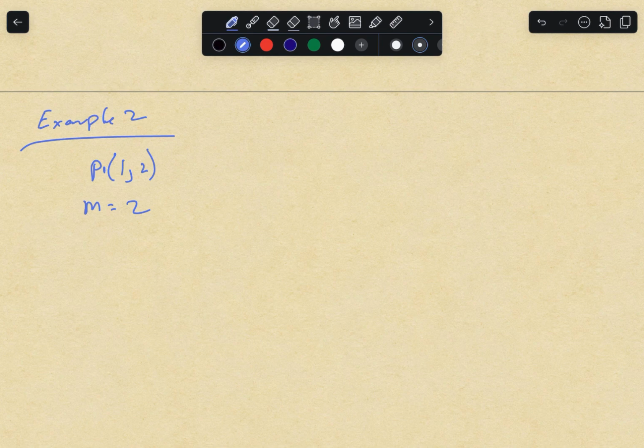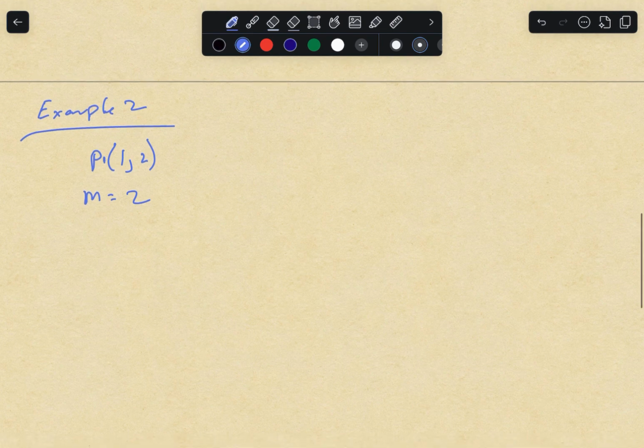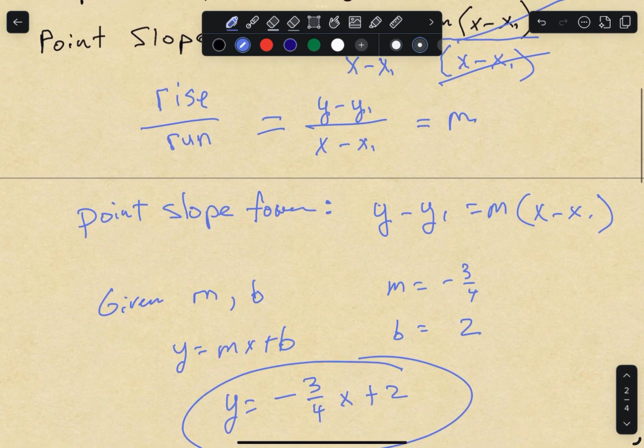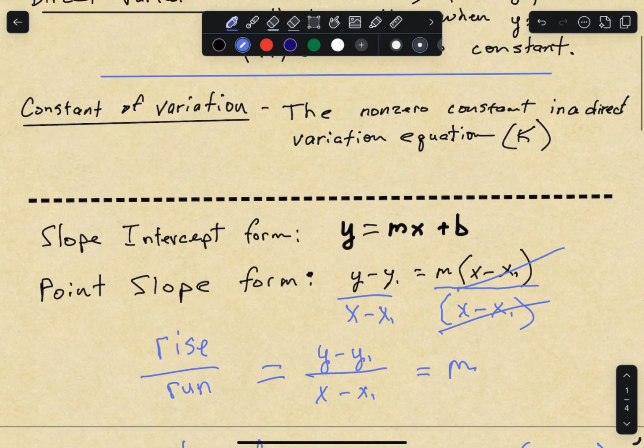Now you know that the line passes through the point (1, 2), and you know that the slope is 2. You can take this problem and write out what we know. This is x sub 1, and this will be y sub 1. So we have a really nice equation right here.